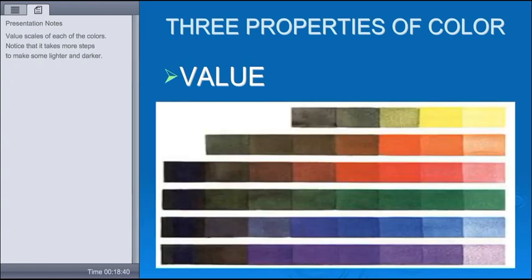Some value scales of each of the colors might take a few more steps to make some lighter and some darker. So you look at the purples and the blues and the greens, it takes a little bit more to make them darker, and also the reds. But yellow and orange doesn't take as much to make them darker. It takes a little bit more to make them lighter. So notice how value shifts those colors and how much or how little it might take.